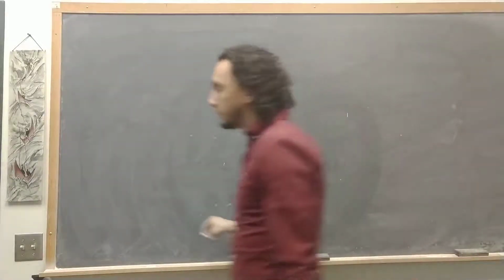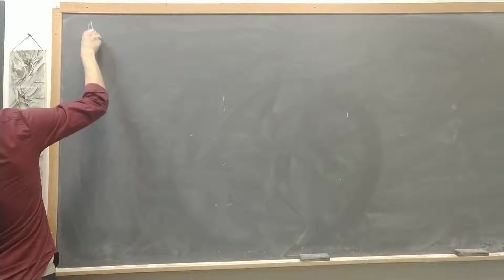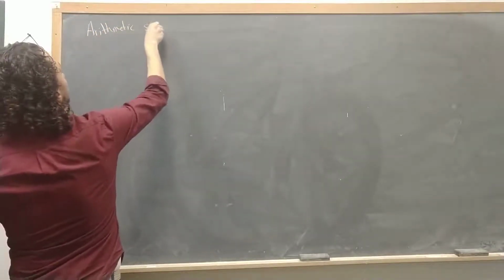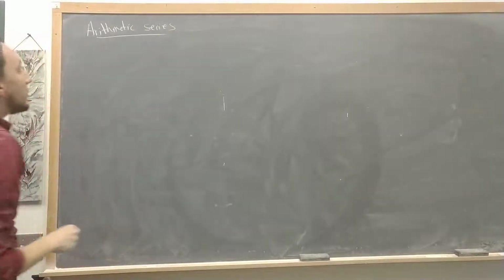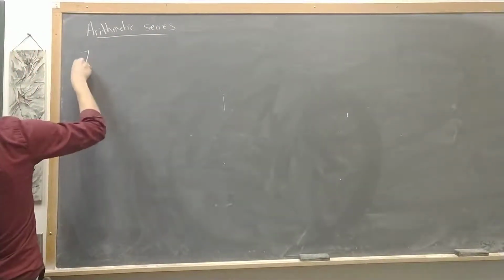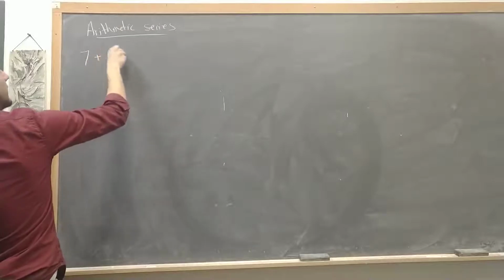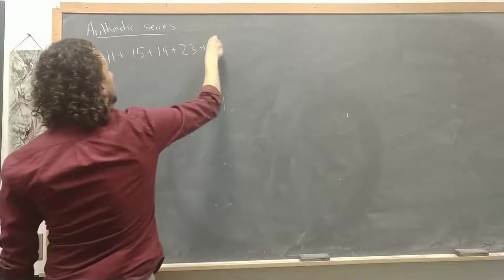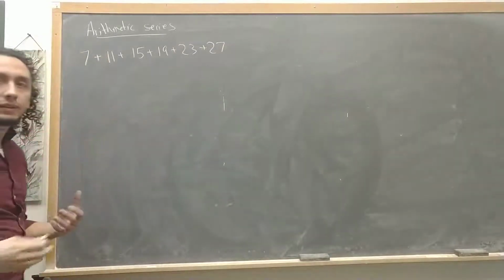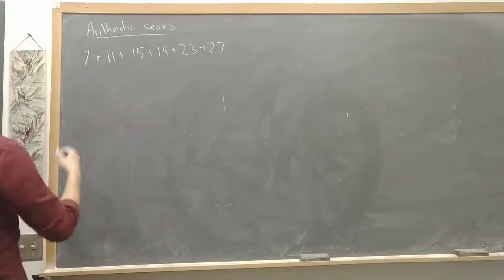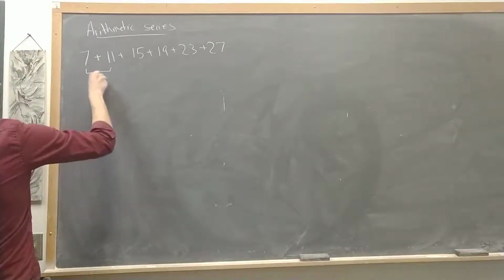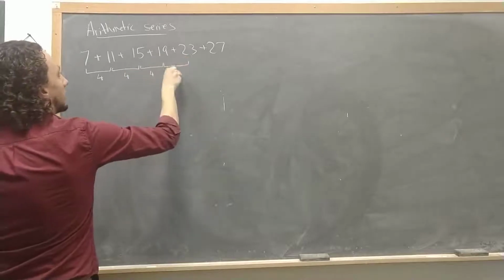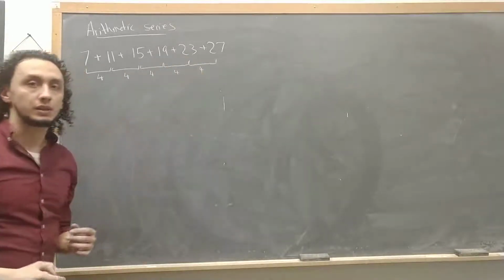So today I want to talk about arithmetic series. Those are sums that look like, for example, 7 plus 11 plus 15 plus 19 plus 23 plus 27. The key idea of an arithmetic series, or an arithmetic sum, is that the numbers I keep adding together are the same distance apart. So the common difference here is 4.